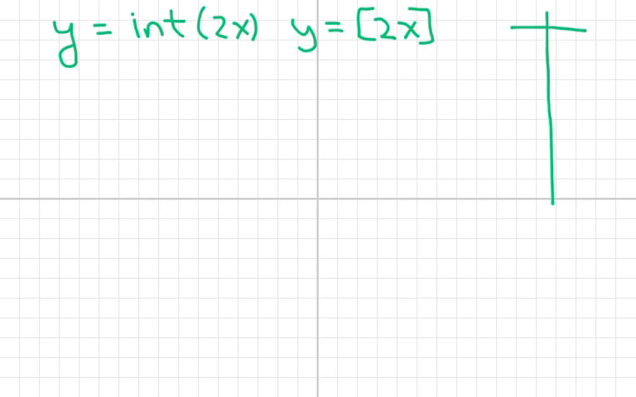I'll start with -3, -2, -1, 0, 1, 2. In this case, it's pretty easy because it's just going to be 2x. So 2 times -3 is -6, -4, -2, 0, 2, and 4. But let's put in some fractions because we want continuous.